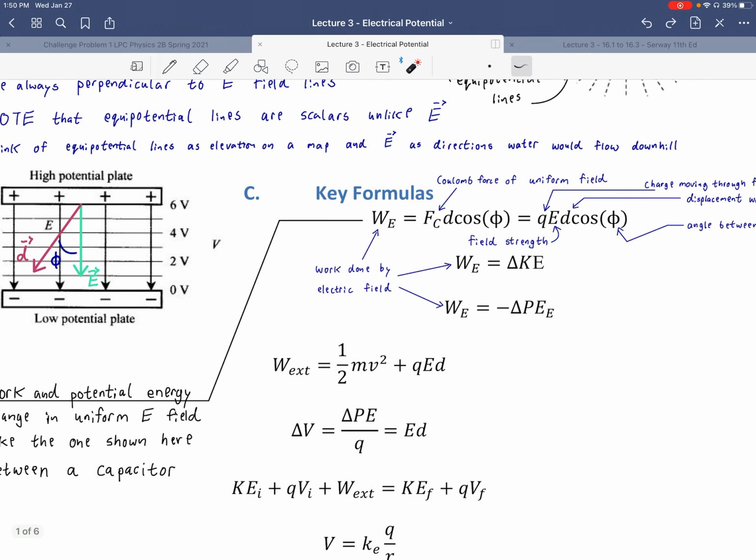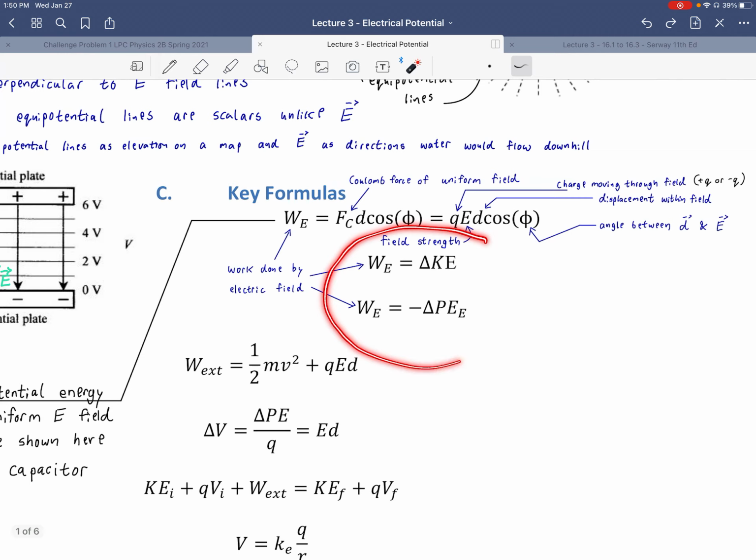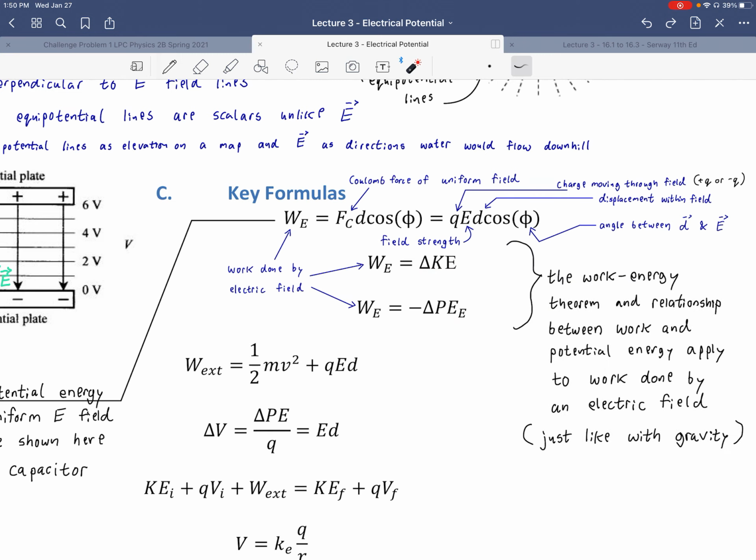So that is an important connection to the definition of work we've seen before, and a very important calculation tool for uniform fields. But let's say something that is a little bit more general, and that's these next two equations. They both start the same with the work done by the field, but their relationships to these changes in energies are more general than a uniform field. And what do I mean by that? Well, I'm simply saying that the work-energy theorem and the relationship between work and potential energy apply to work done by an electric field, just like with gravity, or for that matter, any field, or any force, really.